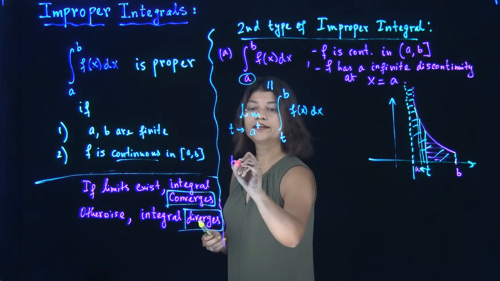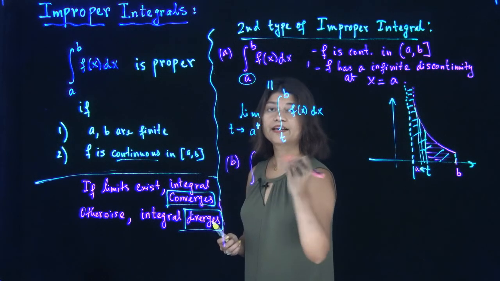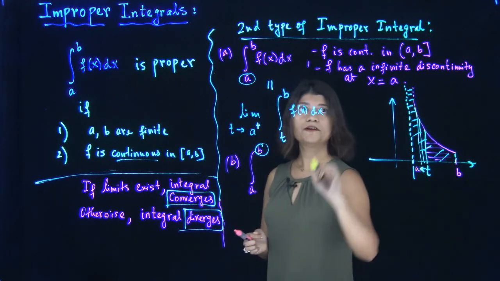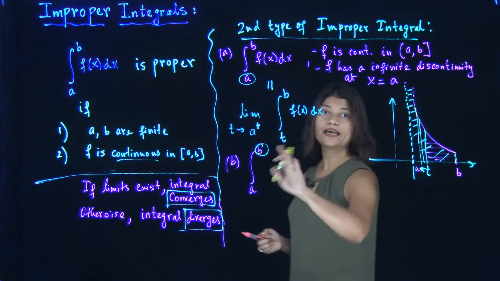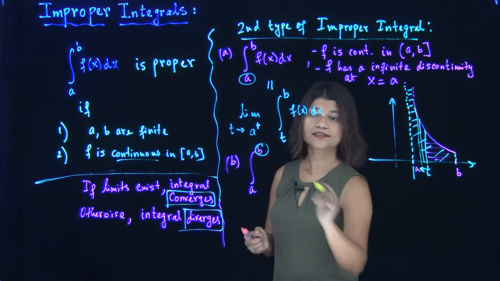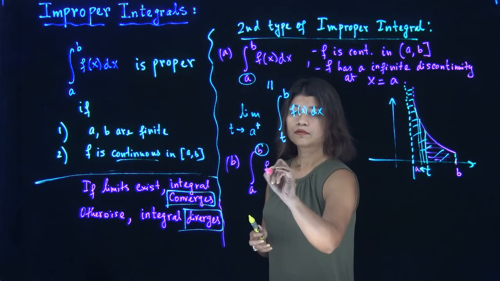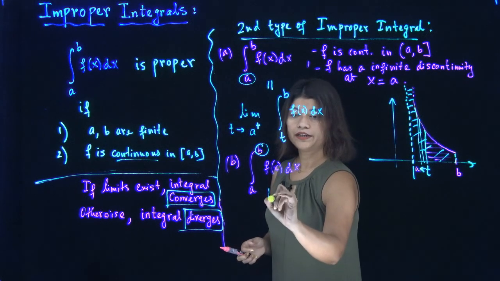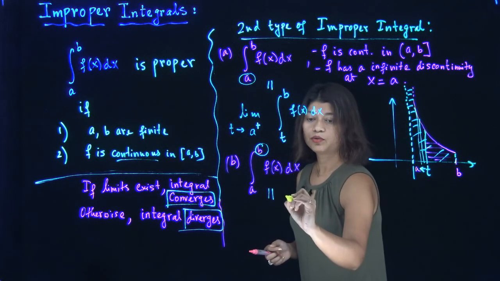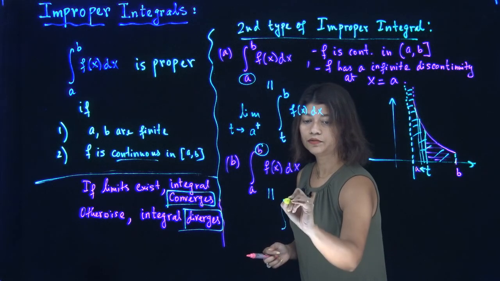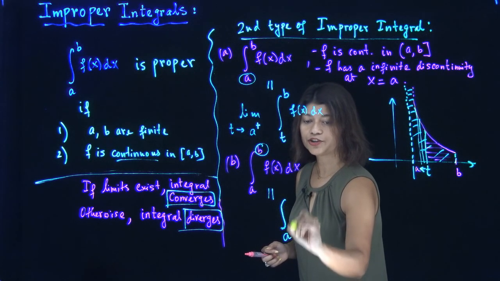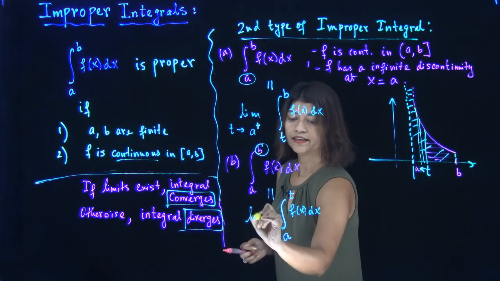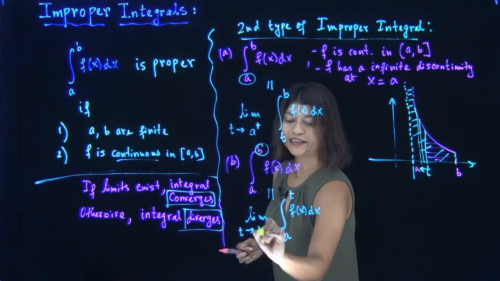All right, so another type can be the same exact thing, but the problem will be at the point b. So the function is continuous everywhere except at b, where it has an infinite discontinuity. So how do I evaluate that? Again, what we do is very simple. You evaluate from a to some t, and then take the limit as t approaches b in this case.